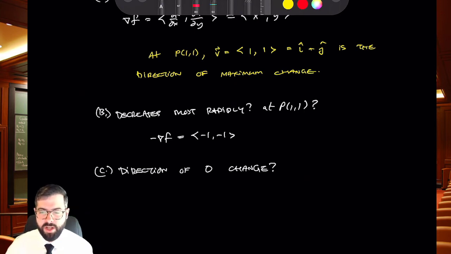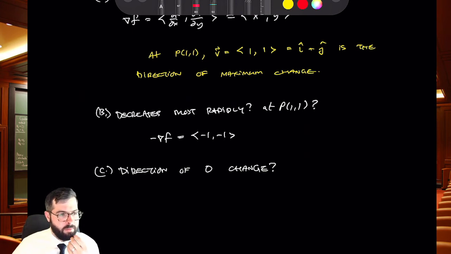How about where the change is 0? How would we find the direction of 0 change? Like we'd be on a plateau if we moved in this direction, right? There'd be no change in z.